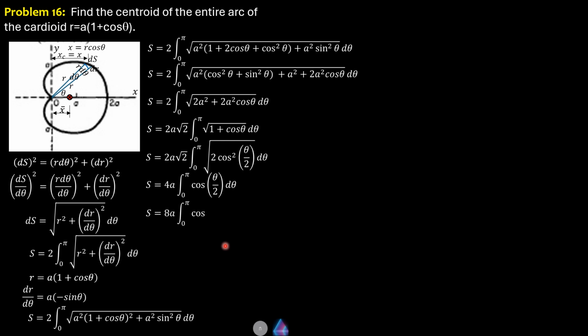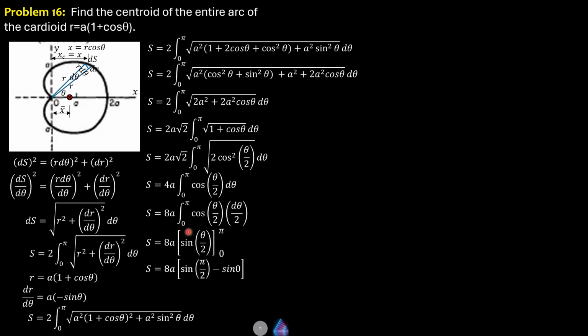So that would be 8a integral 0 to pi of cosine theta over 2 times d theta over 2. So that's the same. So this is in the form integral of cosine of u du. Integral of cosine u du is sine u. So S is 8a, quantity sine of theta over 2 from 0 to pi. And 8a times sine pi over 2, which is 1, minus sine of 0, which is 0. So 8a times 1, so the perimeter or the length of the entire arc of this cardioid is 8a.